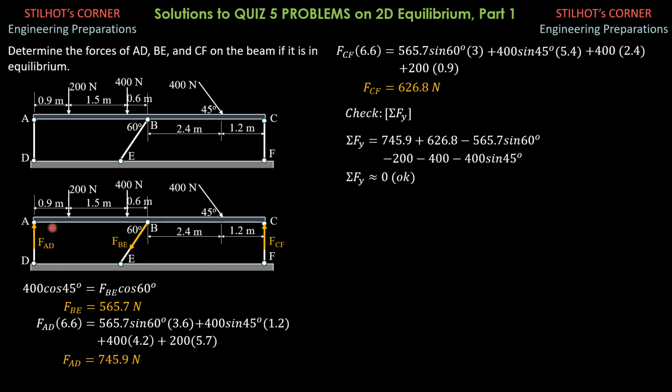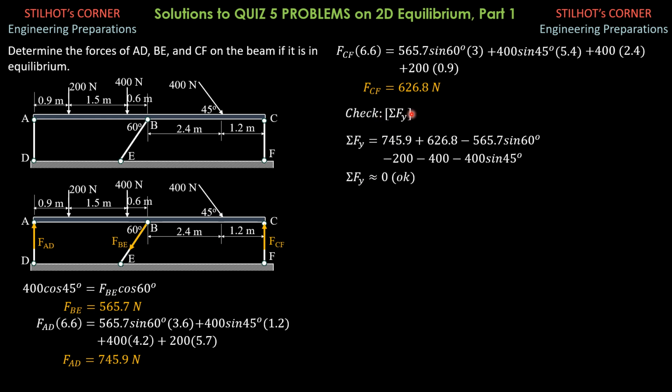And finally, summation of moments about A equals 0, this time counterclockwise positive. So counterclockwise moment equals clockwise moments. So FCF times 6.6, then equals, everything is clockwise, FBE sine 60, the vertical component, moment arm is 3, plus vertical component of 400, 400 sine 45 degrees, moment arm, because this is 3 plus 2.4, so 5.4, plus 400 times 2.4 plus 200 times 0.9. So FCF is 626.8 newtons.